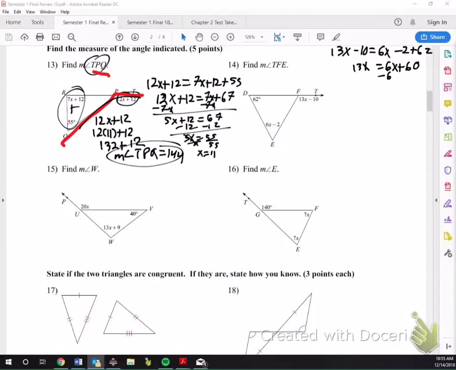So we have 13x, we have 13x minus 10. So we have 7x minus 10. Good, I fixed my error. Equals 60. We're going to add 10 to both sides, and we get 7x equals 70. Divide both sides by 7, and we get x equals 10.